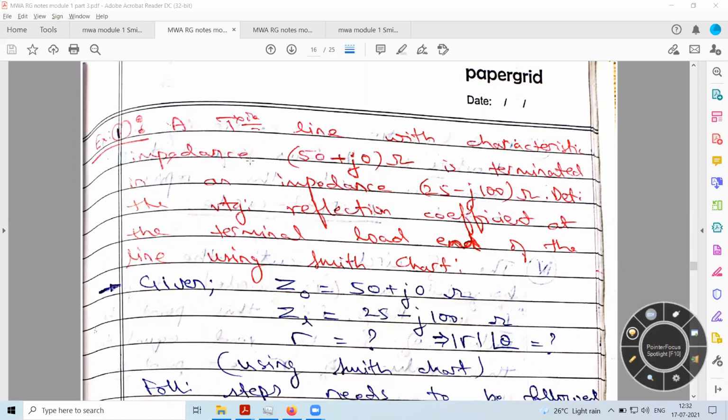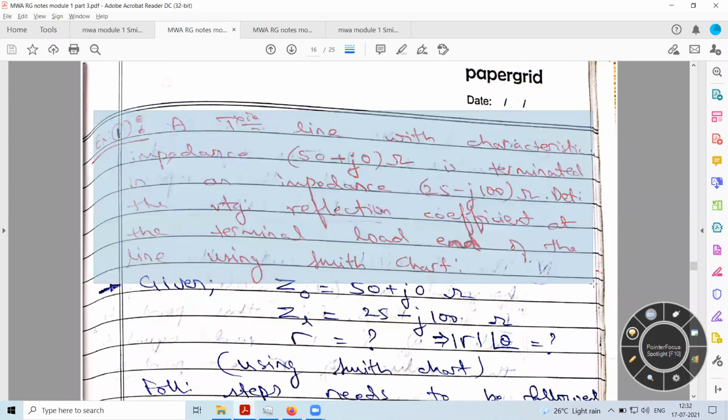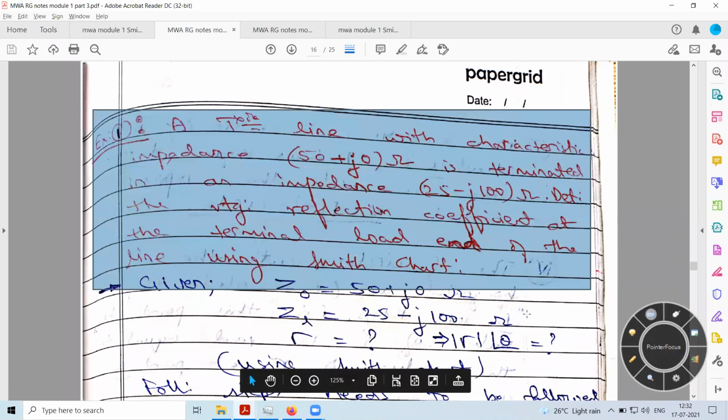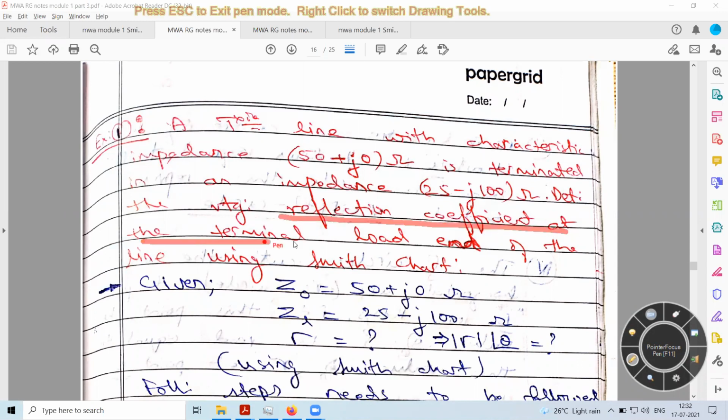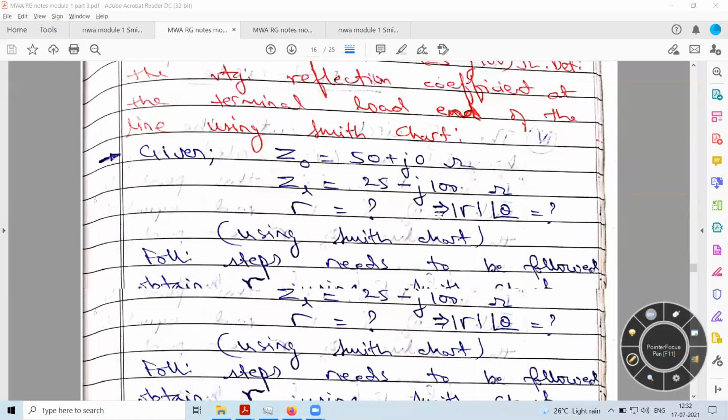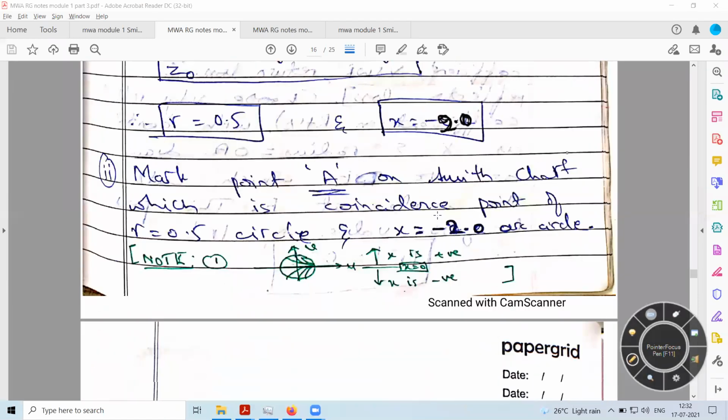So in the previous session, we discussed the Smith chart and we solved one of the problems, the one displayed over here, in which we identified the reflection coefficient at the terminal end of the transmission line. We made use of a Smith chart for that. Now let us move ahead and discuss the next problem.